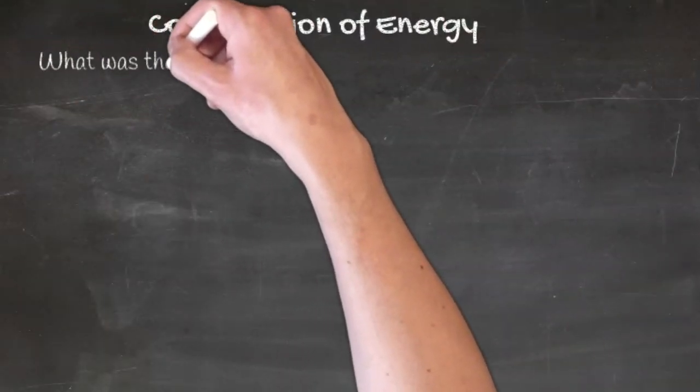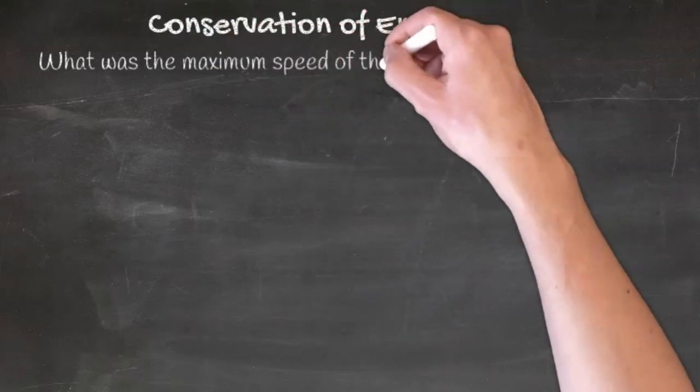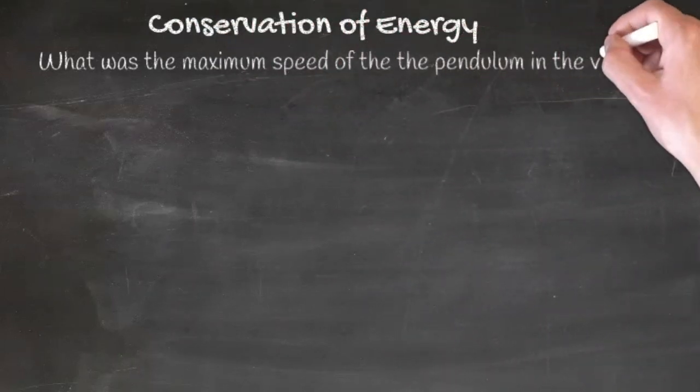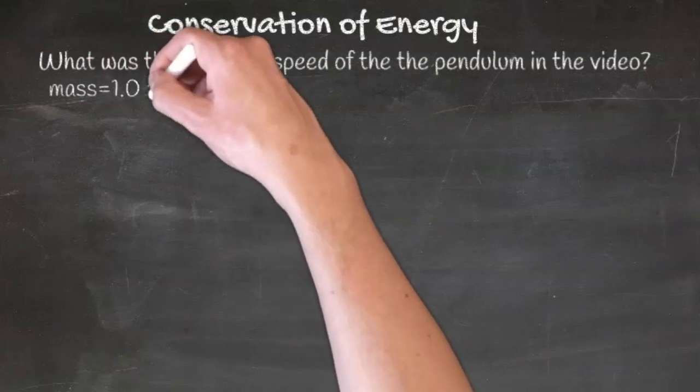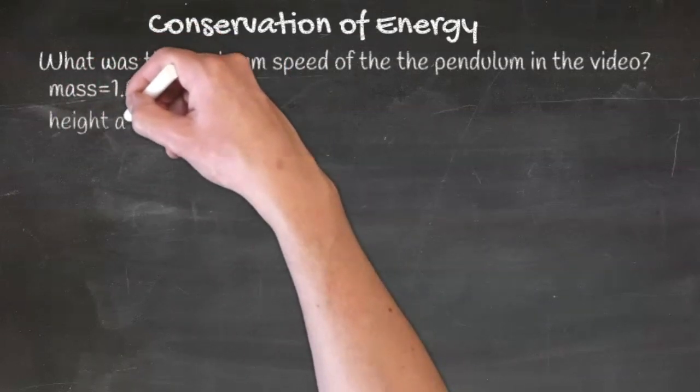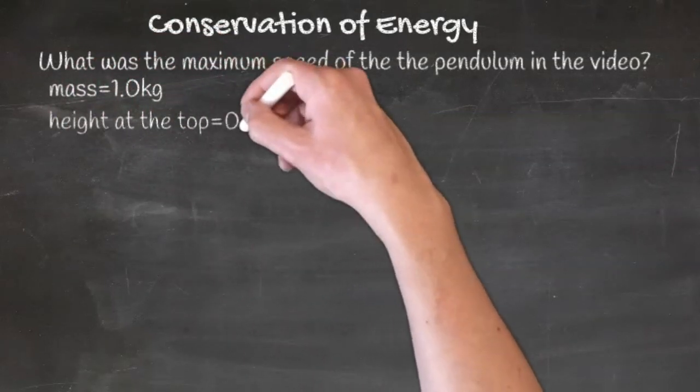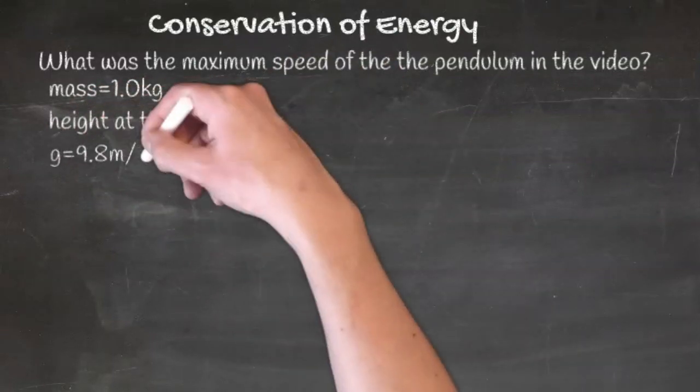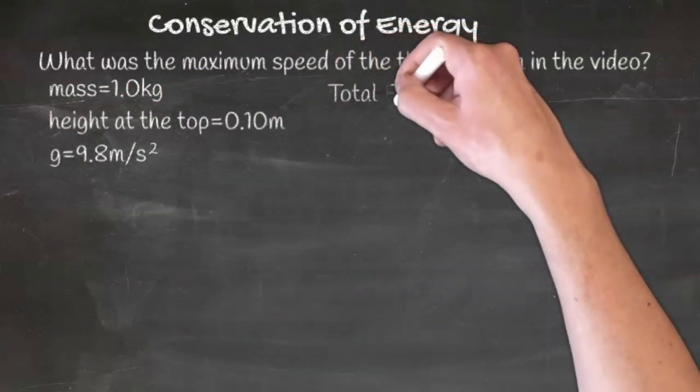Let's run through an example problem. What was the maximum speed of the blue pendulum in the video? We know that the mass was 1 kilogram, that was over on this side, and we know that it was raised up 10 centimeters, which is 0.1 meters. We also know that gravity on Earth is 9.8 meters per second squared.